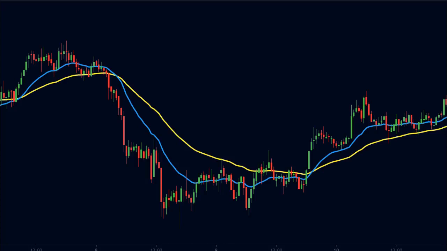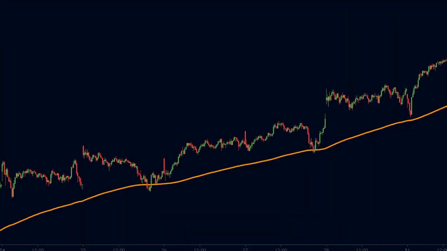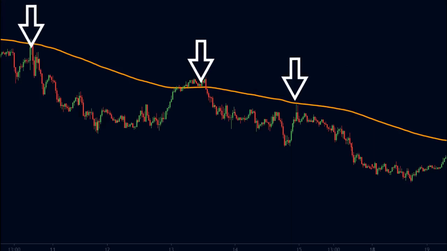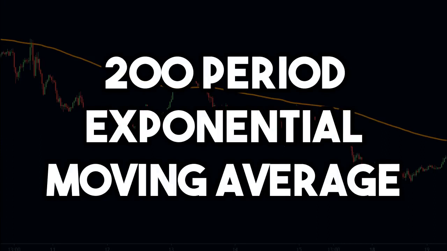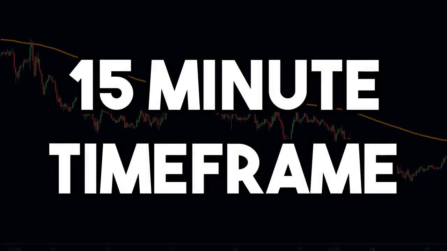Another major characteristic of the moving average is that it acts as a dynamic area of support and resistance. This means that whenever the price is in an uptrend, the price will often find support at the moving average. Similarly, in a downtrend, the price will often find resistance at the moving average. We will use this particular characteristic and create strategies around this concept. We will only use the 200-period exponential moving average for all of these strategies. And the timeframe will be 15-minute timeframe.